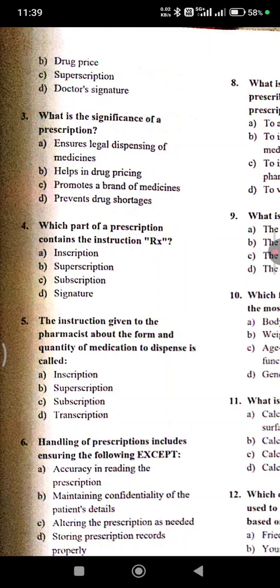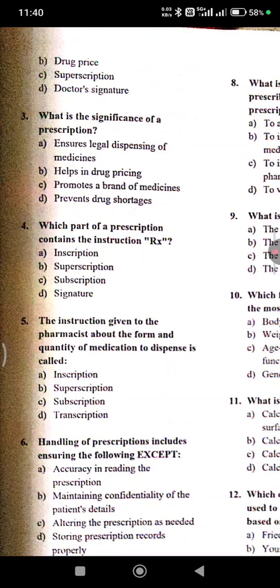Let's go to question number 4. Which part of a prescription contains the instruction Rx? Inscription, superscription, subscription, and option D is signature. That is option number B, superscription. Rx is for superscription.